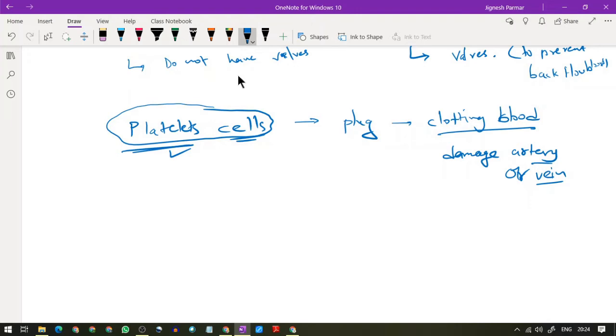Now dear students, along with the blood there is one more system, which is a fluid but colorless. We call it lymph. Lymph, which is pronounced lymph. This is the one material which contains protein.